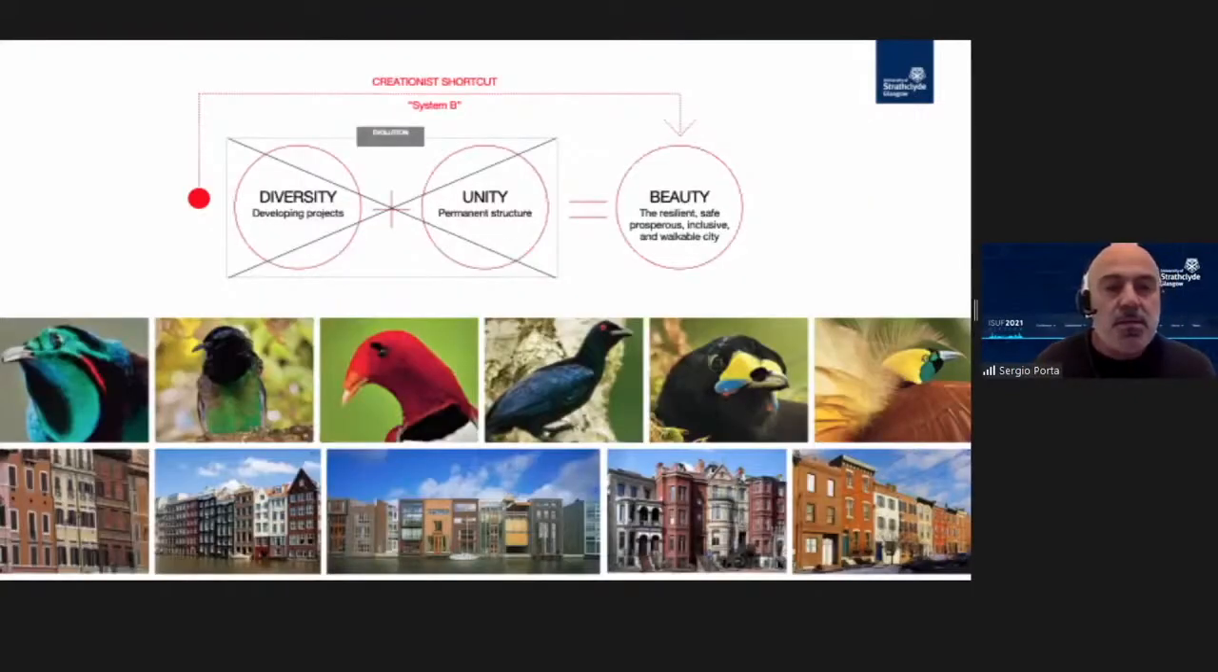There is an evolutionary approach to the design of cities, and there is a creationist approach to the design of cities. The difference is this thing that happens to be here, this box here. Technically speaking, evolution is the core presence of unity and diversity. And the tendency we have all the time, especially as designers, is to jump that and go back to the creation of beauty, just to the end product of it, and skip the understanding of this thing, which stands right in the middle.